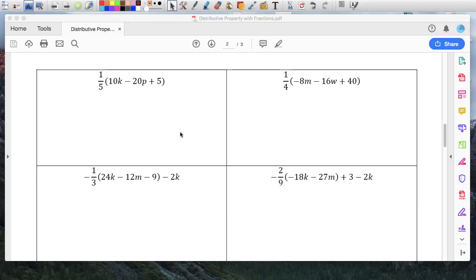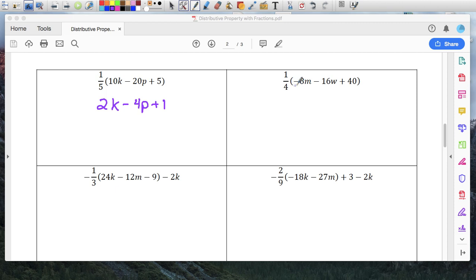So next, again here, it's because it's 1/5, I don't have to multiply by anything. I can just divide everything by 5. So 10 divided by 5 is 2k, minus 20 divided by 5 is 4p, and 5 divided by 5 is 1, nothing to combine.